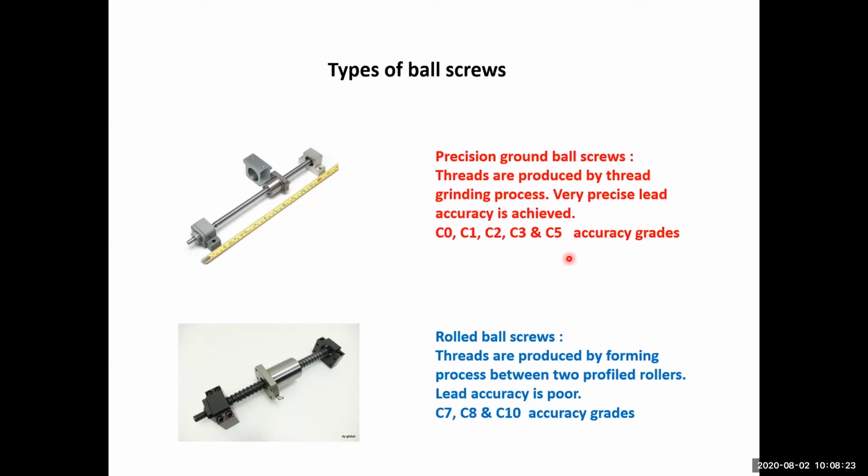So naturally, the torque required to generate a thrust, an axial force, will be nearly 5 times higher for a lead screw as compared to a ball screw.